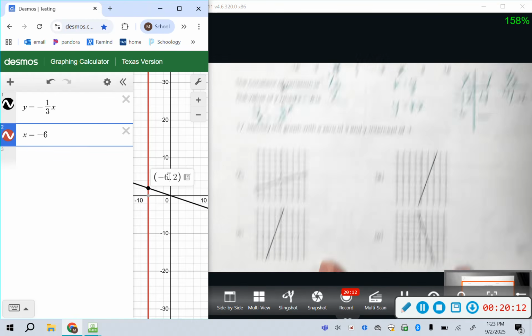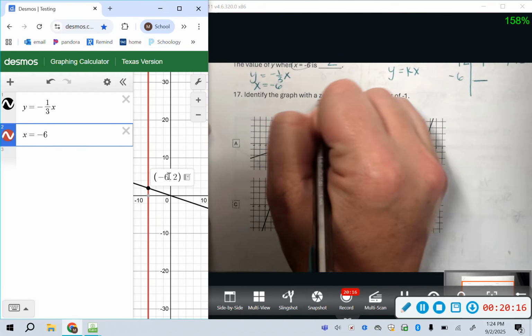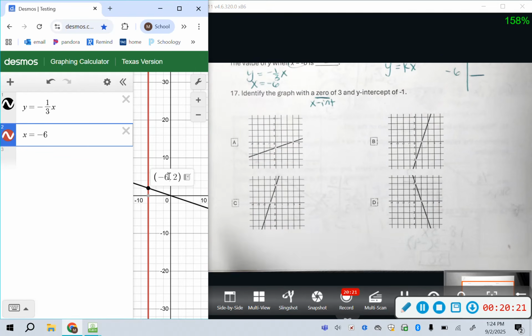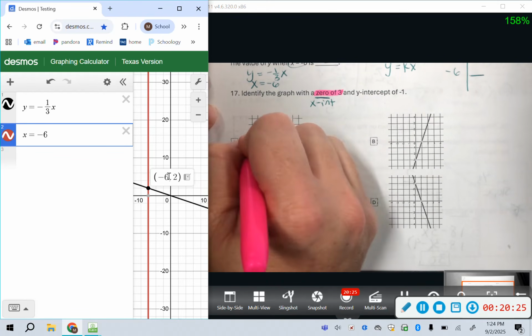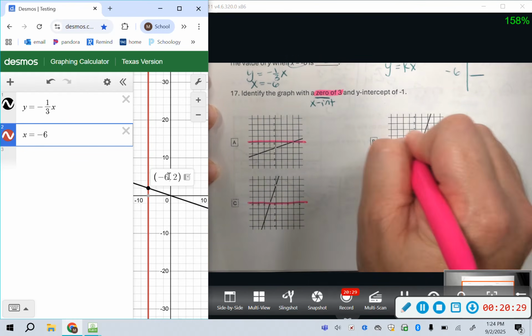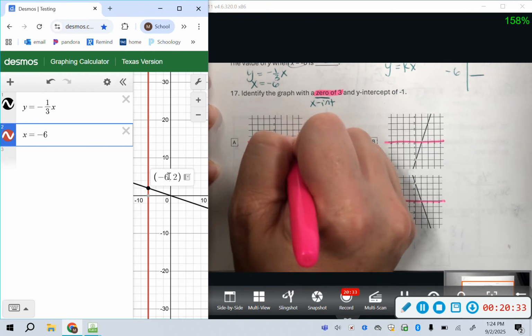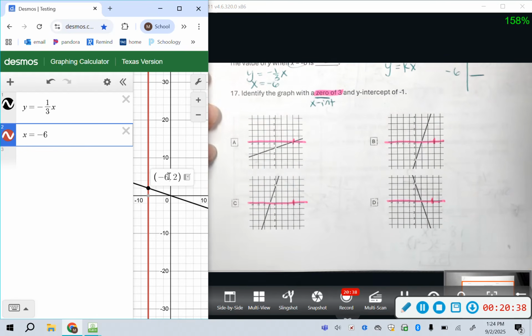Last but not least, 17. Identify the graph with a zero. This is your x-intercept, so on my x-axis, a zero of 3. So my x-axis is here. So my x of 3. Here's 3, here's 3, here's 3, here's 3. There's only one graph that touches there, which is A. So we should know A is our answer.